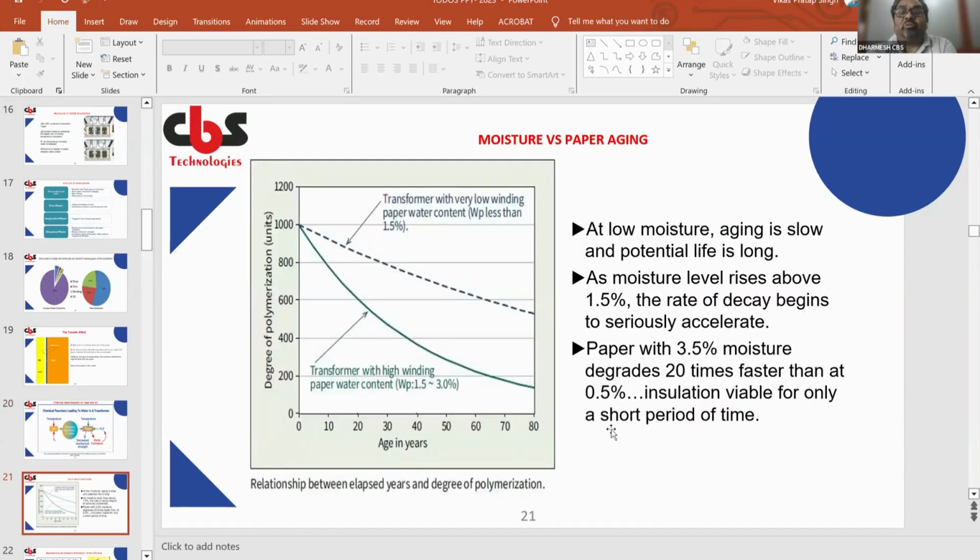Here you can see moisture versus paper, how the paper ages when moisture enters. At low temperature, aging is very slow. The potential life is very long. But as the moisture level rises, you can see at 1.5%, the rate of decay begins to seriously accelerate. And in the slide, you can see paper with 3.5% moisture decays 20 times faster than insulation with 0.5%, and the insulation is viable for only a short period of time. Next.